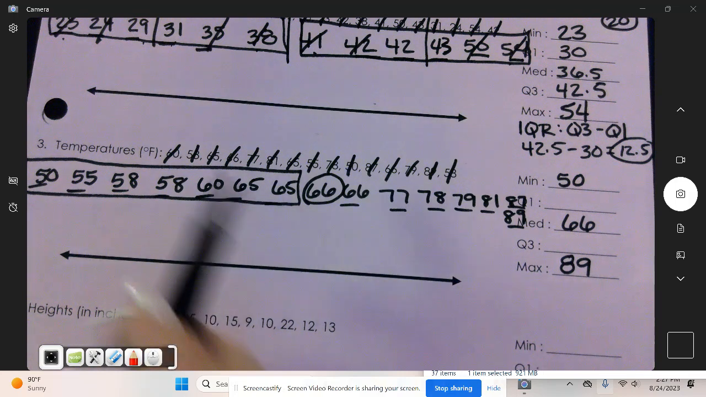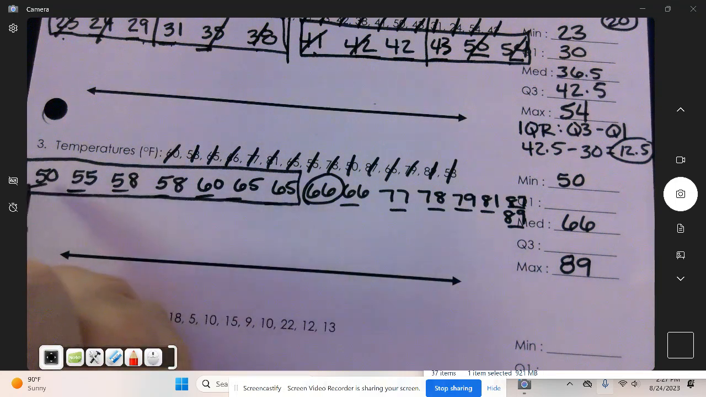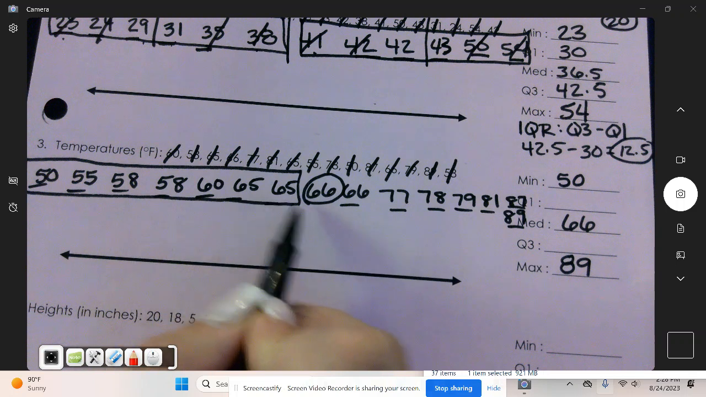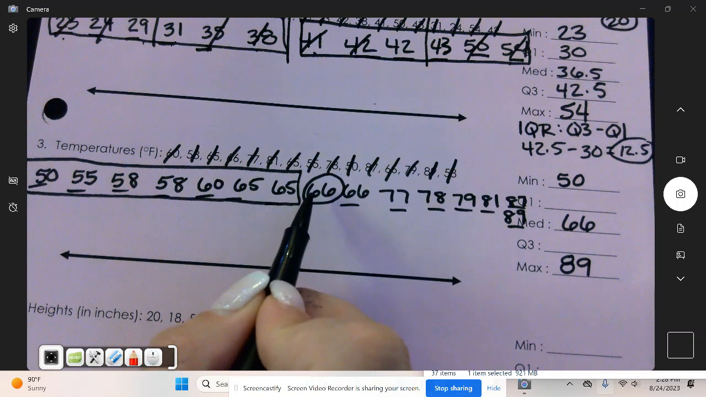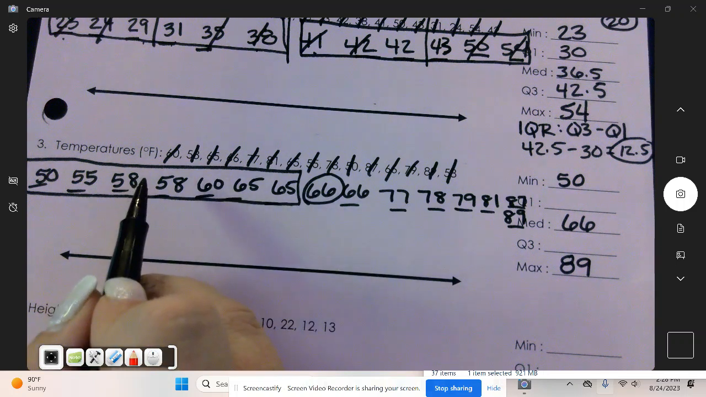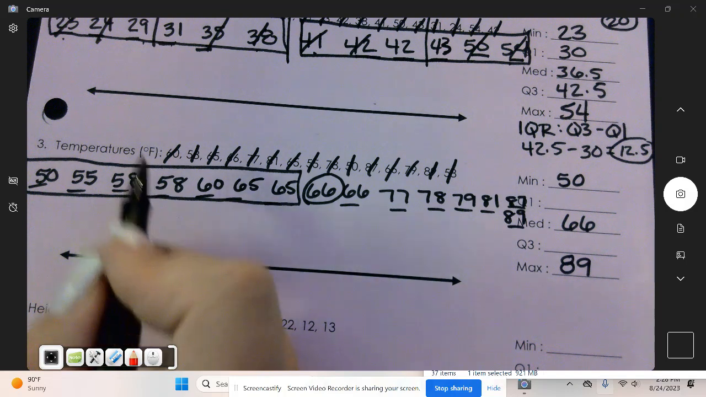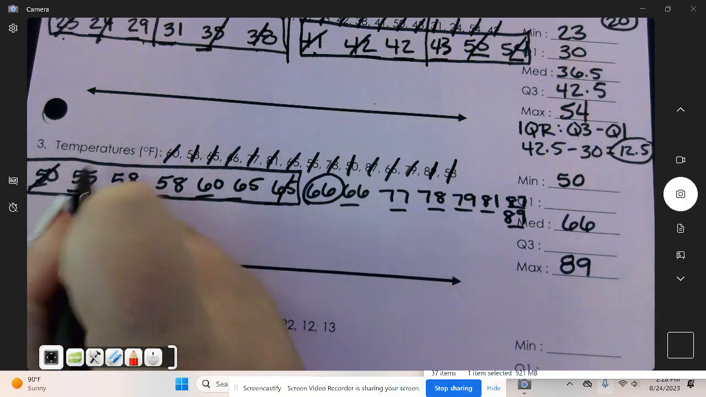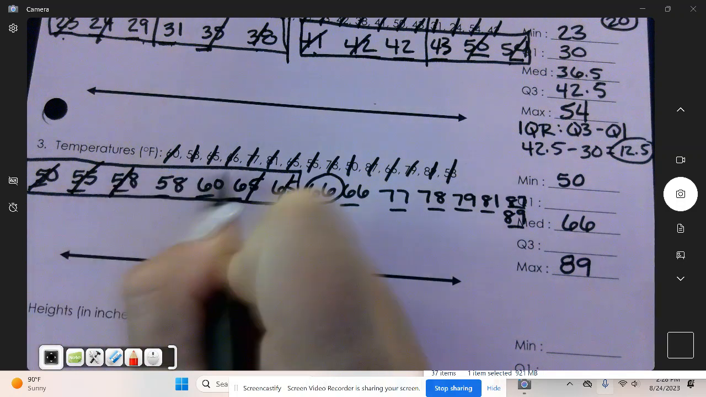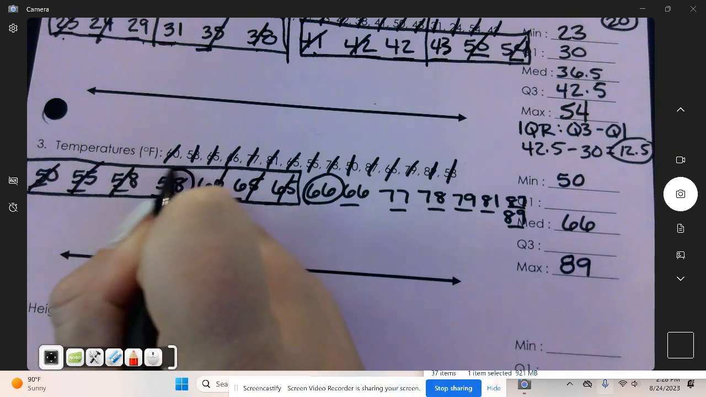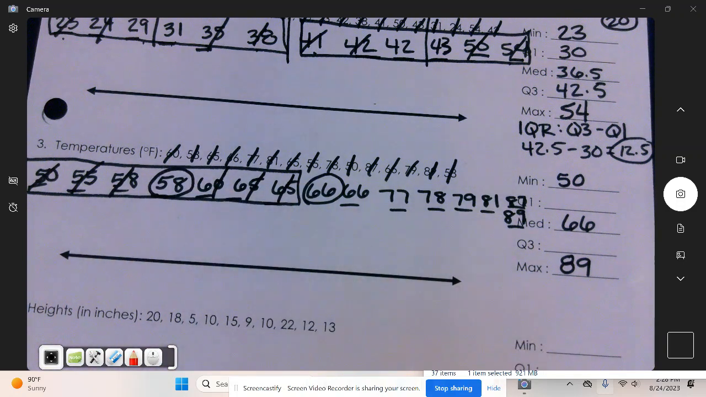Okay, so we're going to find the median of this lower half. Everybody saw we didn't include that 66 in this lower part, right? That's the number one mistake everybody makes. So we go back and forth here. So we get 58.